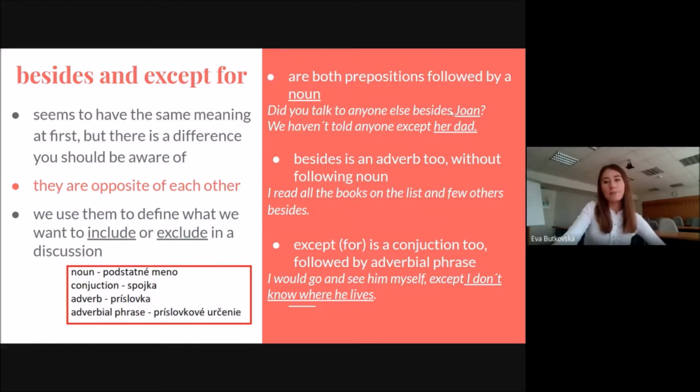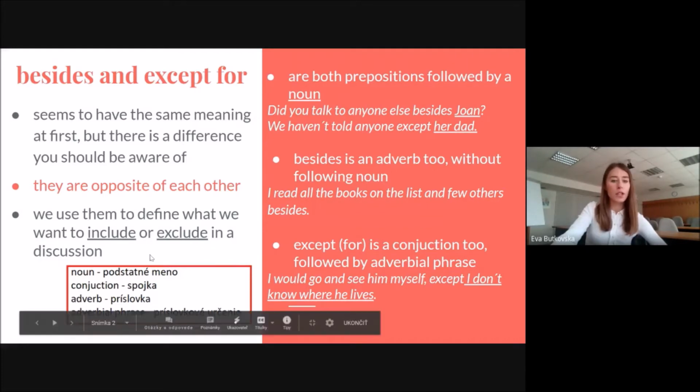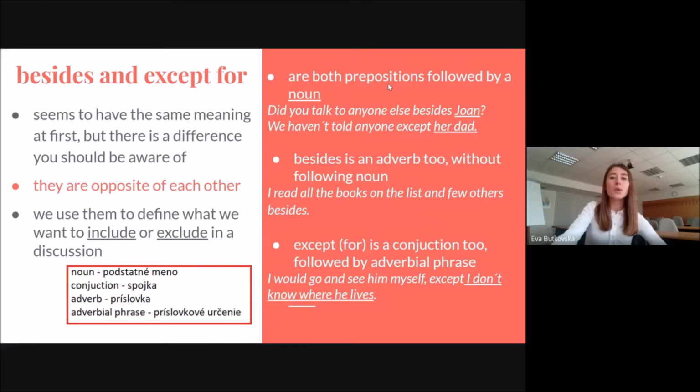So a little bit about the grammar. They're both prepositions. If you don't know what a preposition is, here is a little chart and there is a translation. So we know that besides and except need to be followed by a noun. So what does it mean? Let's study the examples. Did you talk to anyone else besides Joan? We see the word besides is followed by a noun. Or, we haven't told anyone except her dad. Again, except is followed by a noun.